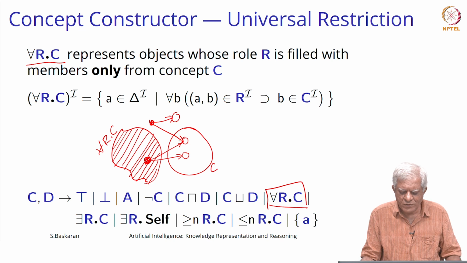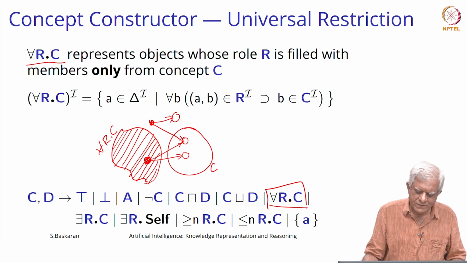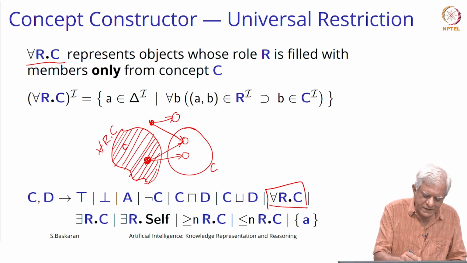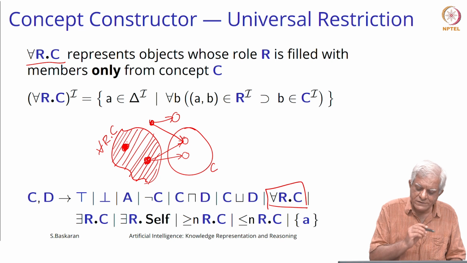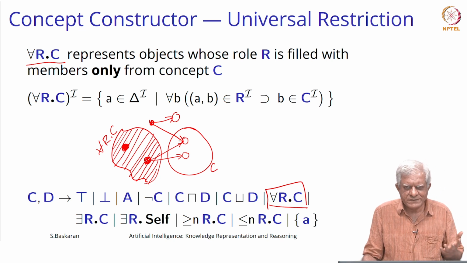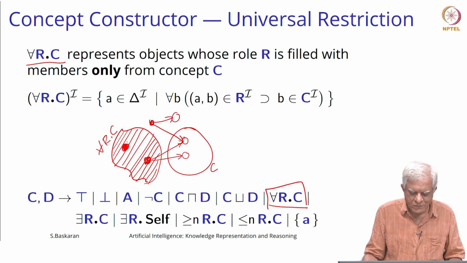An interesting point to note, which you should carry forward from first order logic, is that if there is an individual who is not related to anyone, then that individual also belongs to this class C. So, as we said in logic, it is vacuously true.